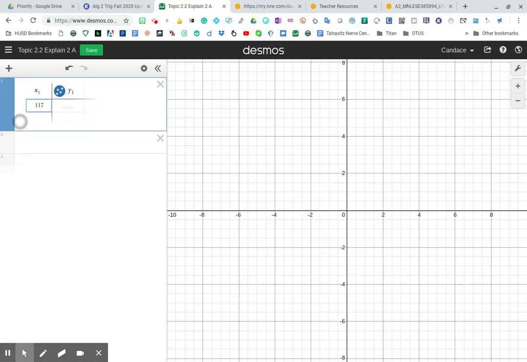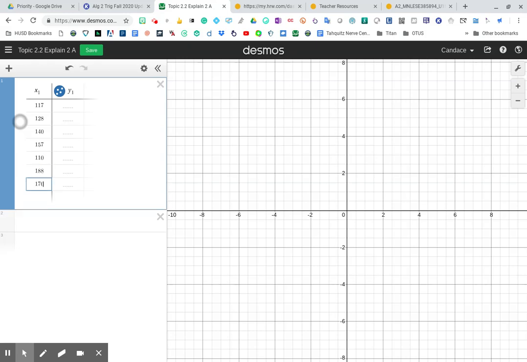So it was 117. I'm going to go down my X column first: 128, 140, and notice it's trying to predict a little bit. After the third one, it doesn't predict anymore. 157, 110, 188, and 170. I'm going to go back up to the top again because that's just what makes sense to me: 25, 31, 39, 52. I'm just hitting enter after each one of these. 21, 45, and 42. And then I notice that I don't see my plots on here.